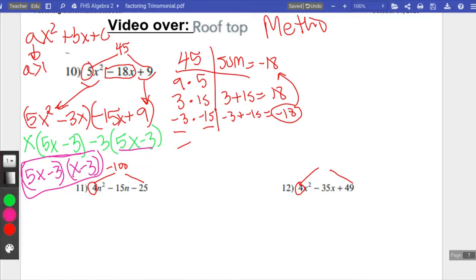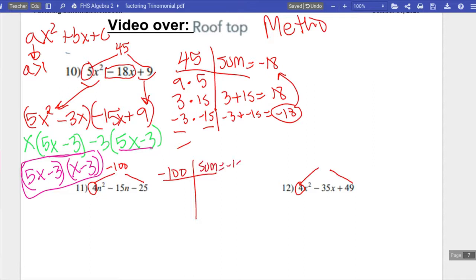So let's do the next one. All right, so on this one here, we already did 4 times negative 25. We have a negative 100. All right, we need to find the factors, and their sum has to add up to negative 15. What could it be? 2 and 50? No. 5 and 20. Okay. If I add those, that's 25.